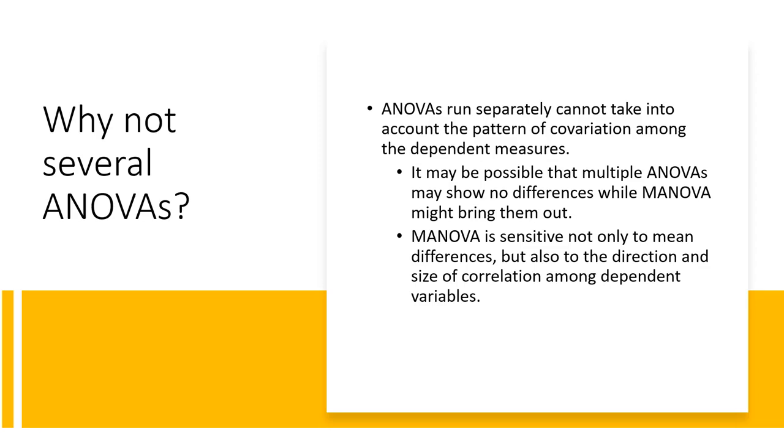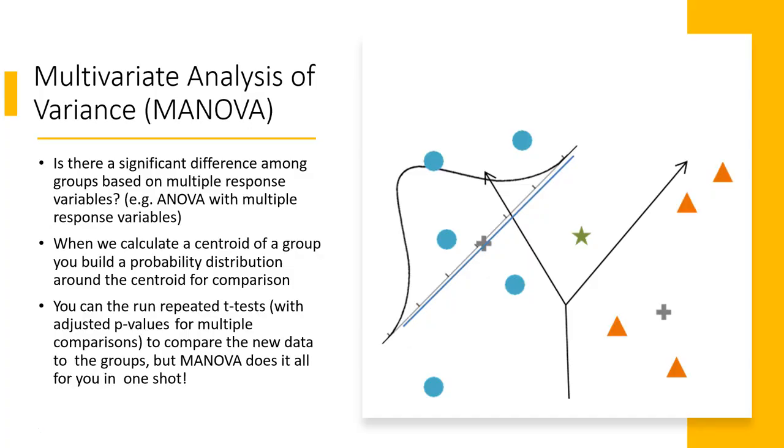MANOVA is sensitive to not only our mean differences, but also the direction and size of our correlations among our dependent variables. And so when we're working with a MANOVA, we're asking, is there a significant difference among our groups based on multiple response variables? So really, it's just looking at ANOVA with two or more response variables.